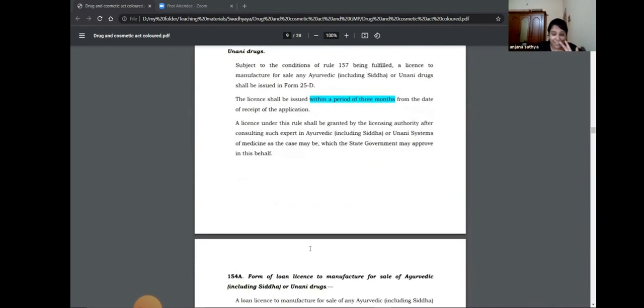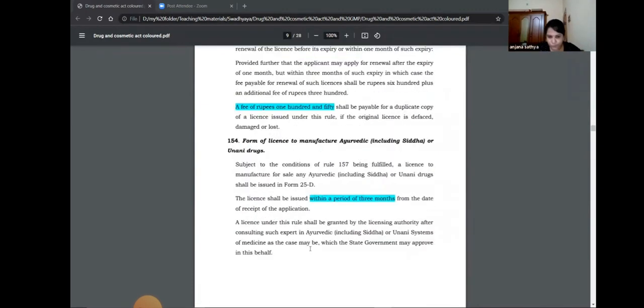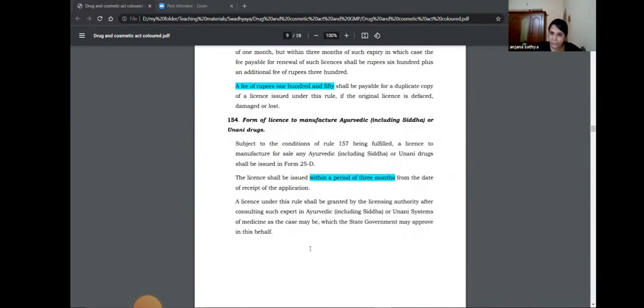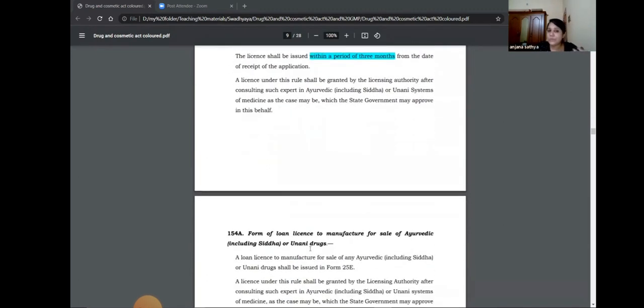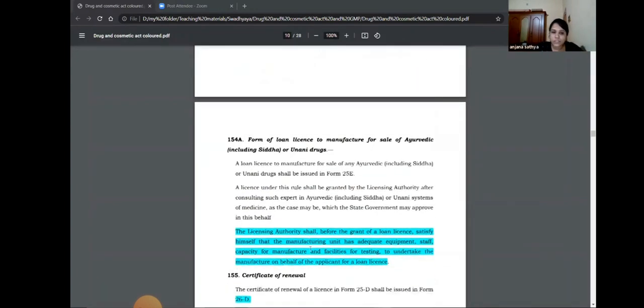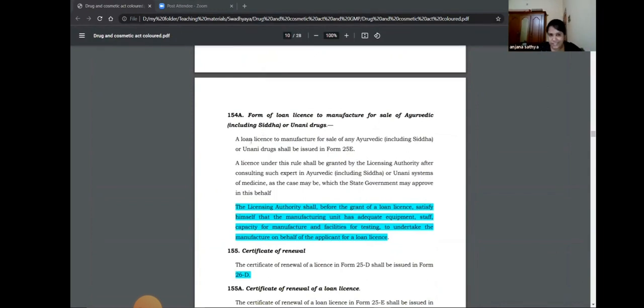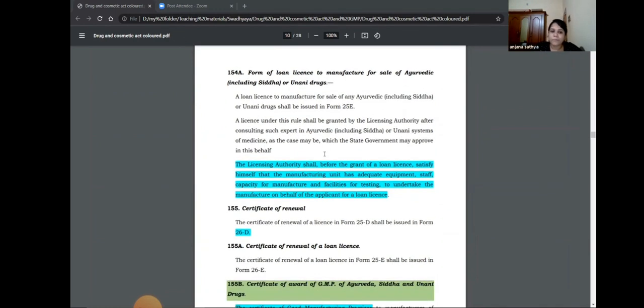So that has been a confusion. That is why I told them mistakenly. So the application for the license is applied for in 24D form and it is granted in 25D. And the loan license is applied in 24E form and it is granted in 25E. The loan license to manufacture Ayurveda, Siddha, Unani medicine shall be issued in form 25E. It has been applied in 24E and it is issued in 25E.